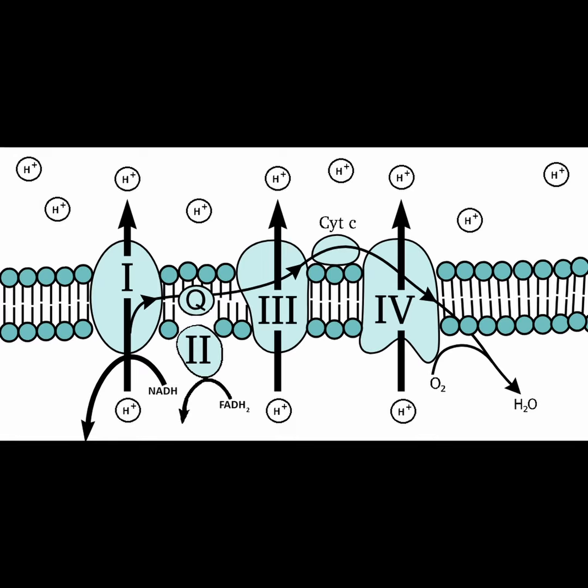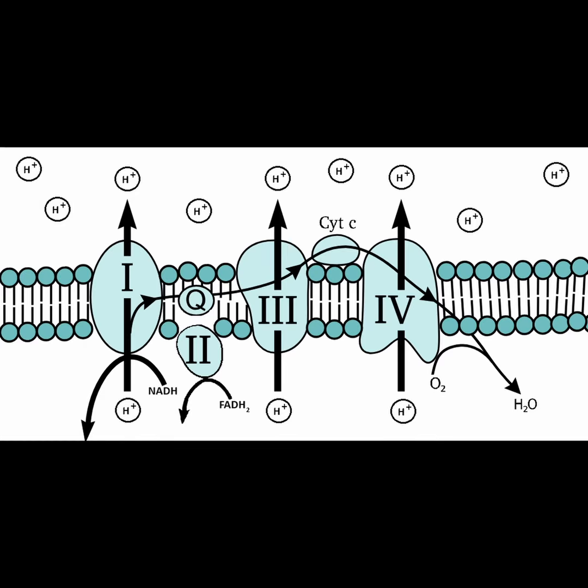When the electrons make it to complex 3, once again, the multi-protein complex uses the energy to pump more protons into the intermembrane space. The cytochrome C protein plays a role as a transporter for the electrons in the ETC to move between complex 3 and complex 4.